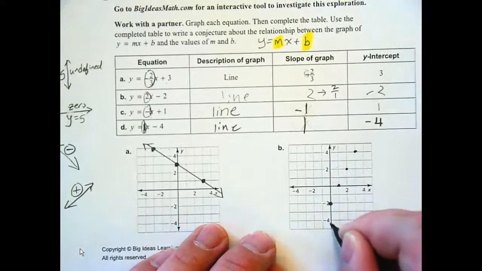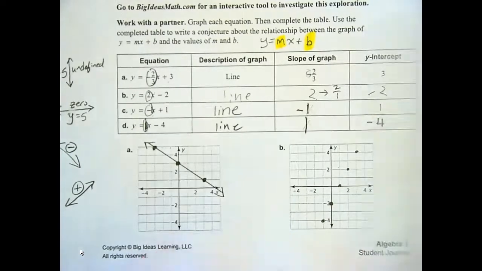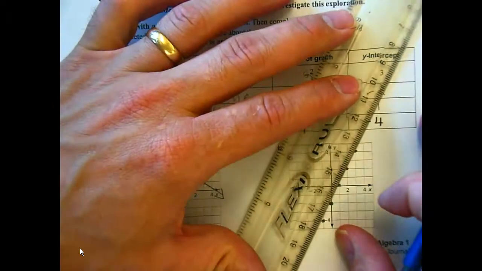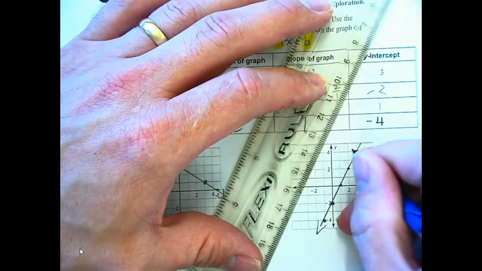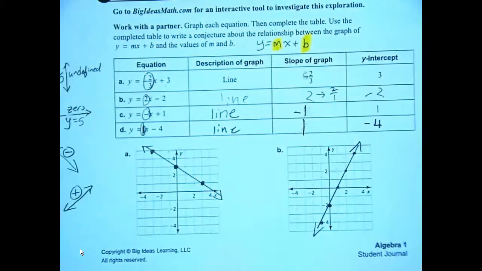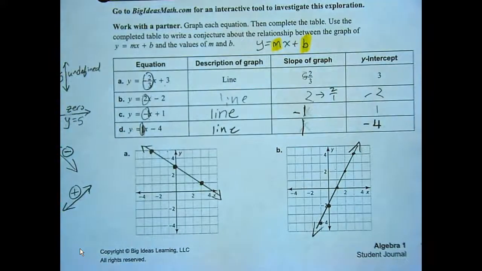Yes, Sarah. Something to help remember: it's up 2 over 1. The 2 is on the top in the fraction, so you go up 2. Good, that's a good way to think about it. 2 is on top, so you go up.